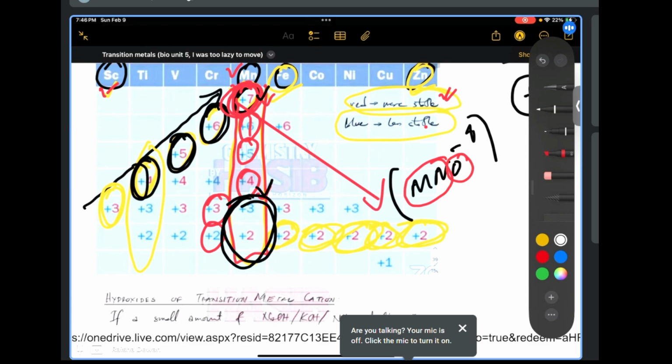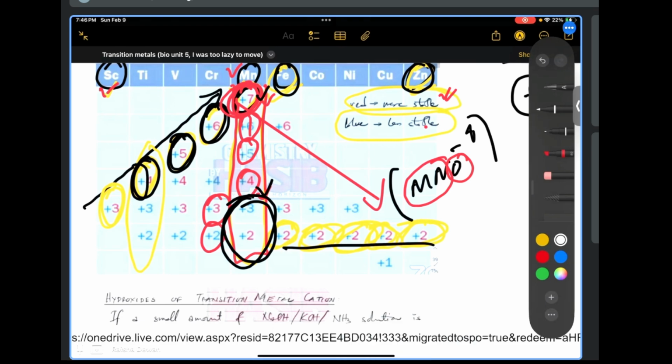Now let's talk about iron to zinc. Why are the elements with lower oxidation states more stable than the elements with higher oxidation states? What is the reason here? As you can see, from iron to zinc, they prefer ionic bonding in the lower oxidation states.